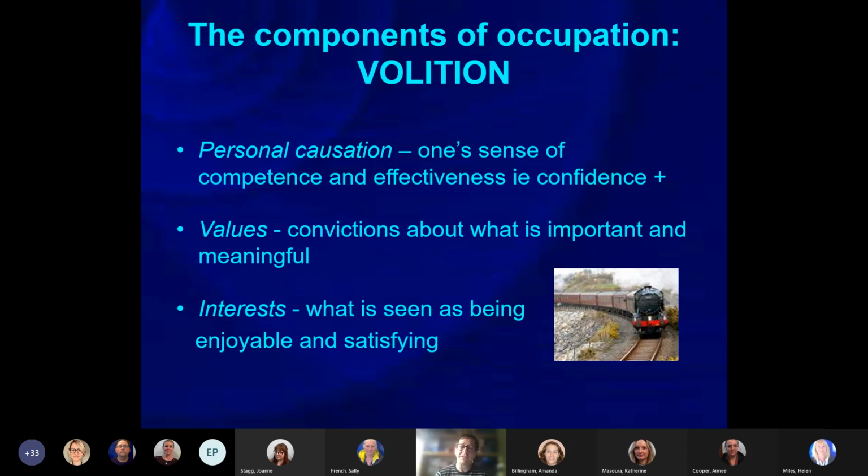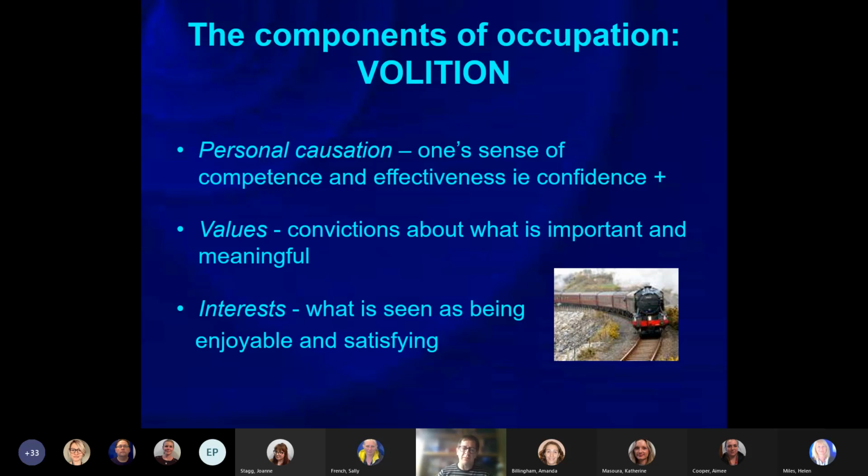And again, an illness or disability can result in people having difficulty enacting their values. So obviously, a common value in our Western culture is employment. We are valuable if we work, and a lot of our service users will hold that value, but the illness or the disability is compromising their ability to enact that value. The third part of volition is our interests, the things that we see as enjoyable and satisfying. I guess it's fairly obvious how our interests affect our choices. We don't need our arm twisted to do things that we enjoy.